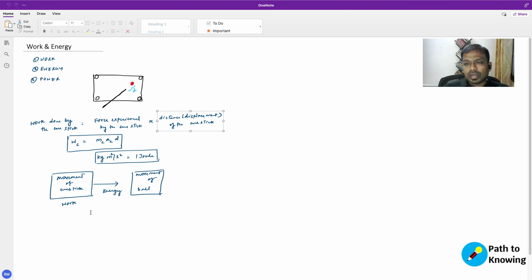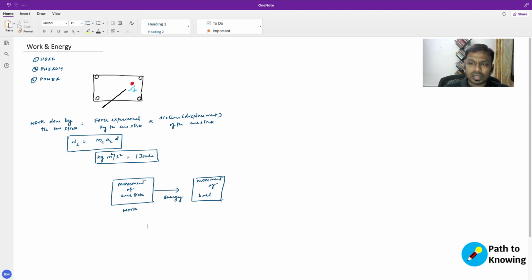And if you really come back, what resulted in the movement of the cue stick? It is possibly because you were holding the cue stick and you moved your hand, right? You moved your hand, and only then could you have moved the cue stick. So your movement of the hand resulted in the movement of the cue stick, right?